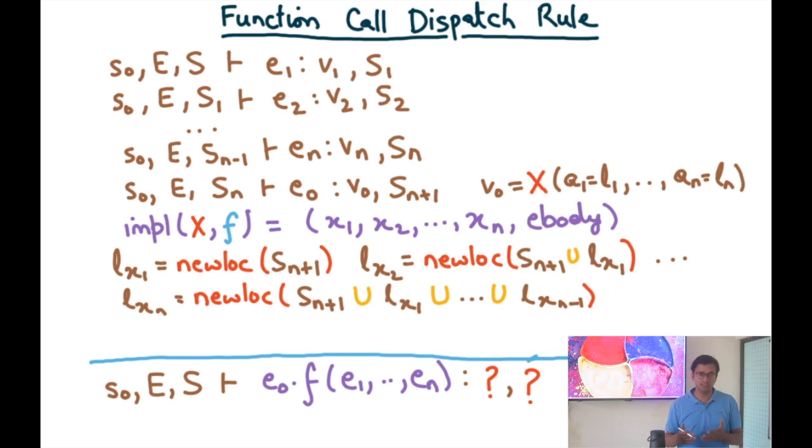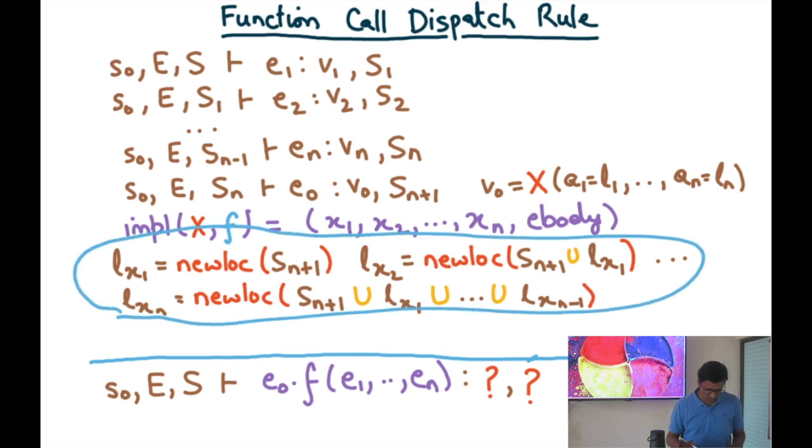Then we are going to allocate new locations for this dispatch function, and these locations are going to correspond to the formal arguments of the function. So we say lx1 equals newloc(Sn+1). Sn+1 is the store that contains the side effects of evaluating all the expressions e1 dot dot en and e0. And so newloc(Sn+1), and lx2 is newloc(Sn+1 union lx1) and so on. So this whole block is basically saying that we allocate n new locations such that they are all mutually distinct and they are also distinct from the locations that are already mapped in Sn+1.